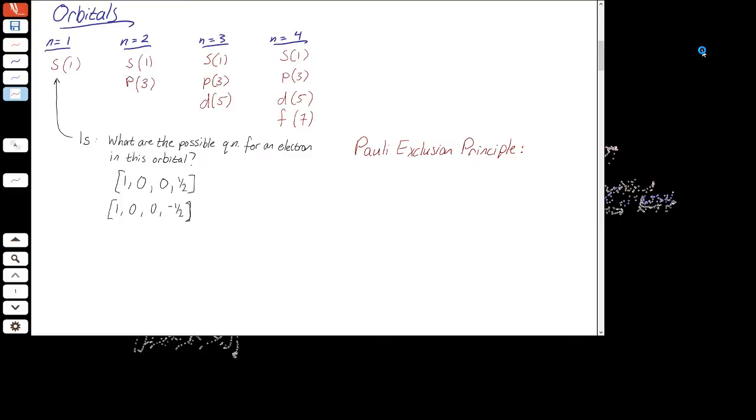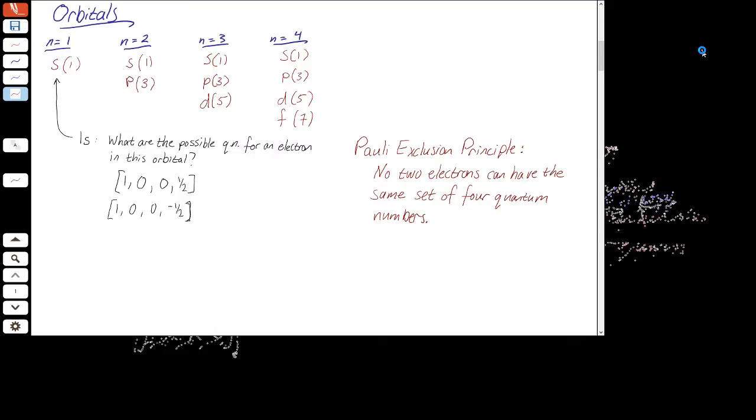This is a pretty simple rule, and it just says no 2 electrons in an atom can have the same set of 4 quantum numbers. So every electron in an atom has to have its own unique set of quantum numbers. That doesn't mean that they all have to be different, but they can't be entirely the same.